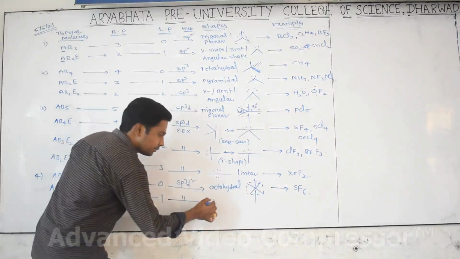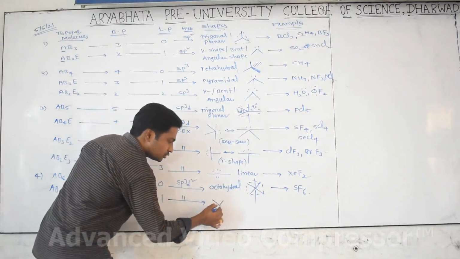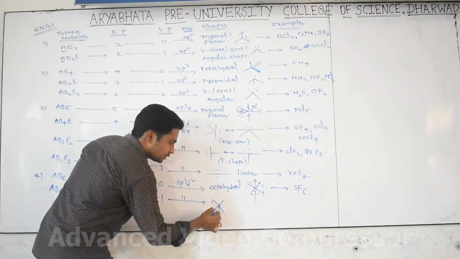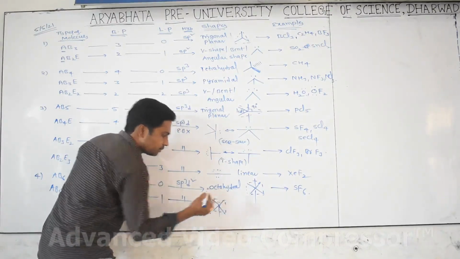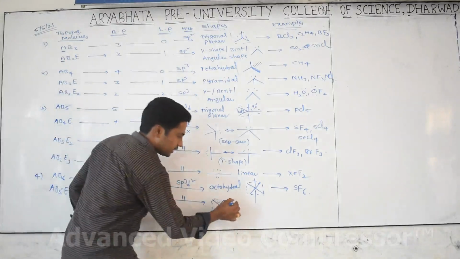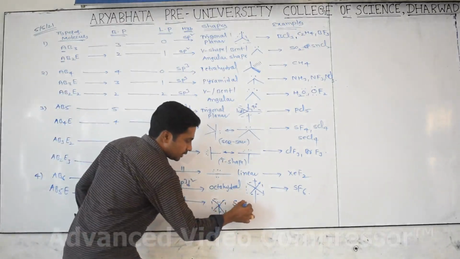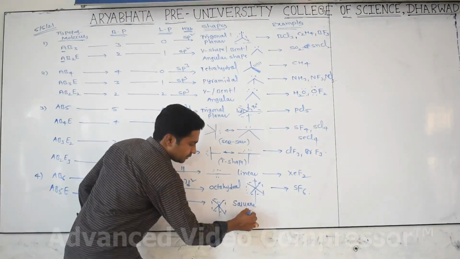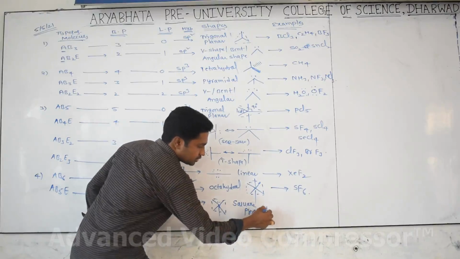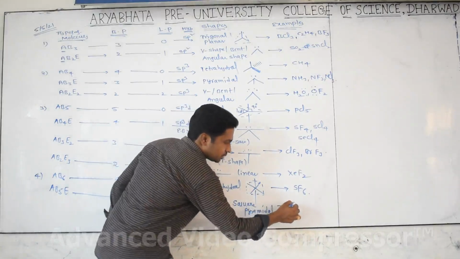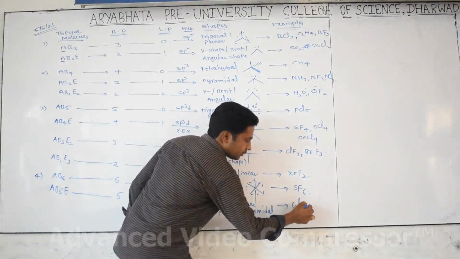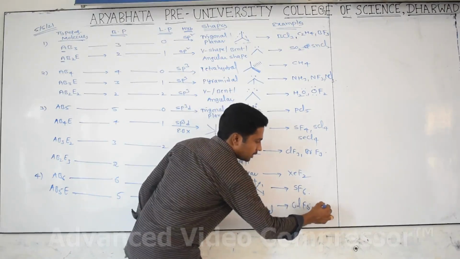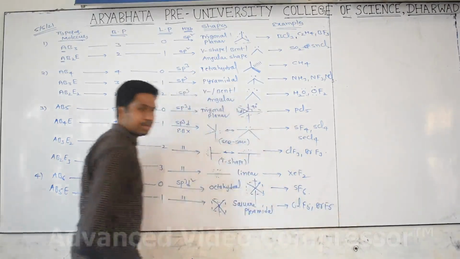So then what are we getting? The remaining 4 bonds are as usual like this, and below as well. Then which shape are we getting? Square pyramidal shape. Can you give me an example for this? ClF5 and BrF5, bromine pentafluoride, will be the examples.